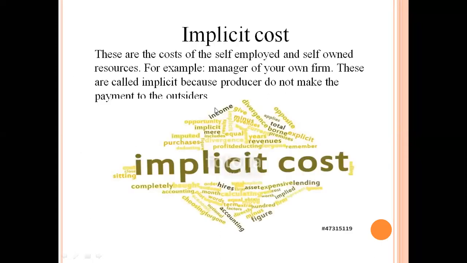Then next comes implicit cost. Implicit cost is the cost of self-owned resources or self-employed resources, which means here I'm not paying the money to an outsider. If you had taken the resource from an outsider, you would have paid the outsider, but you are not paying it outside, you are incurring it for your own, so that is the implicit cost.